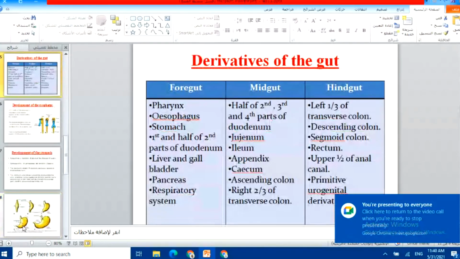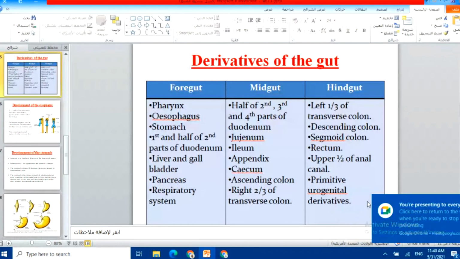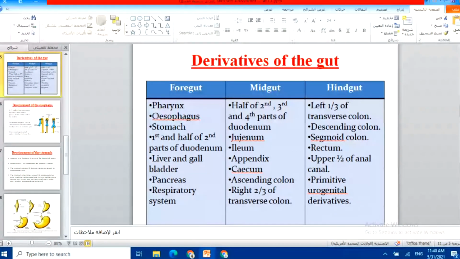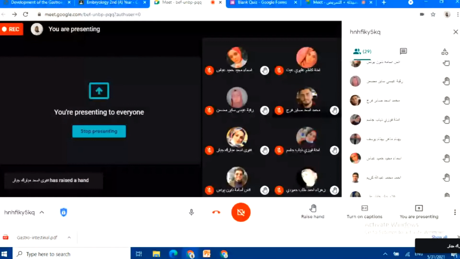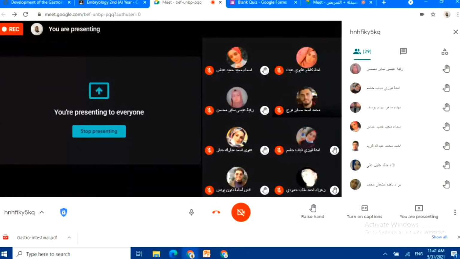Let's see. شوفوا ركزوا على الجدول، راح أسألكم أسئلة من الجدول. Which part of the primitive gut, which part of the gut will form pancreas? Which part of the primitive gut, يعني أي جزء من primitive gut أو الgut نفسه will form pancreas? خلينا نشوف من الفائدة. Yes, بهنام. The foregut? The foregut, excellent.